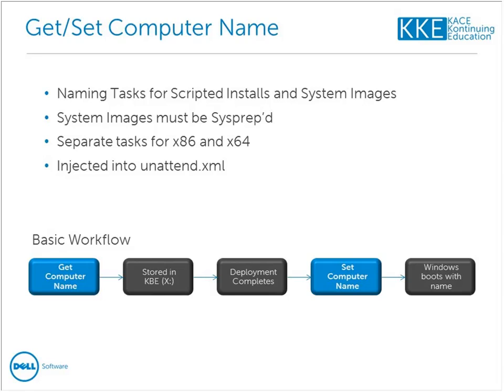We're going to gather that name and then store that in the KBE, in the X drive there, in memory. Our deployment is going to complete, and then our mid-level tasks are going to kick in, and set computer name is going to kick in and inject that name into the unattend file that is there. That is the reason why our system images must be sysprepped in order for set computer name to work.